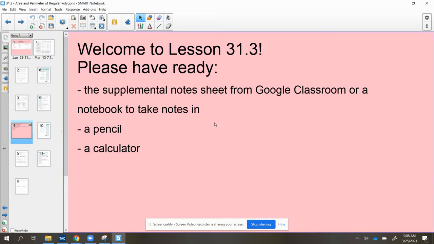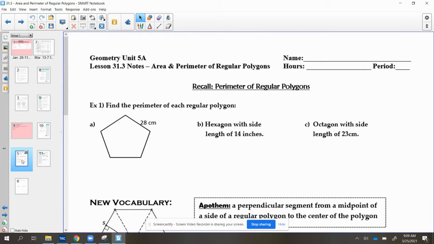Welcome to lesson 31.3. Today's lesson is going to be a supplemental note sheet that you can either print off from Google Classroom or just take the notes in a notebook. You will also want a pencil and a calculator. So on the supplemental note sheet, we see some different things about perimeter of regular polygons.